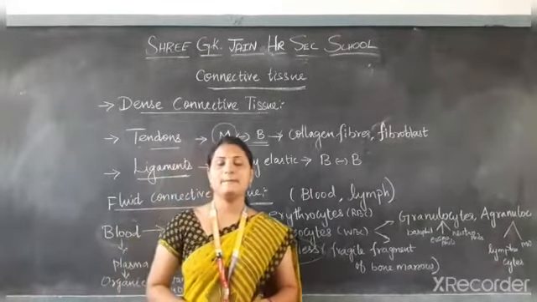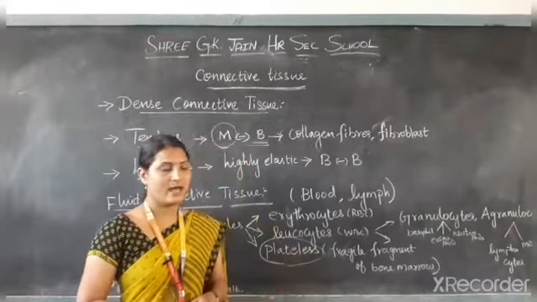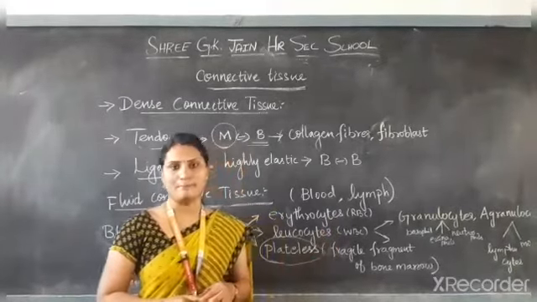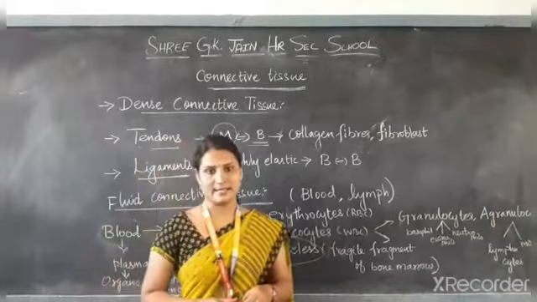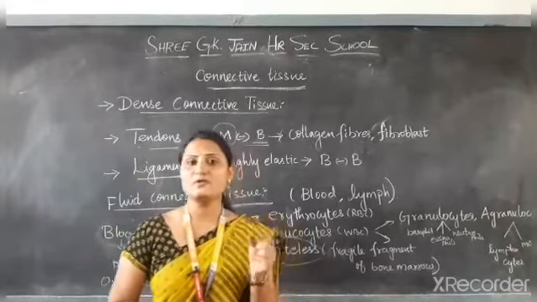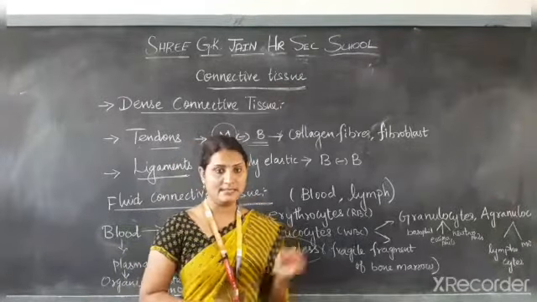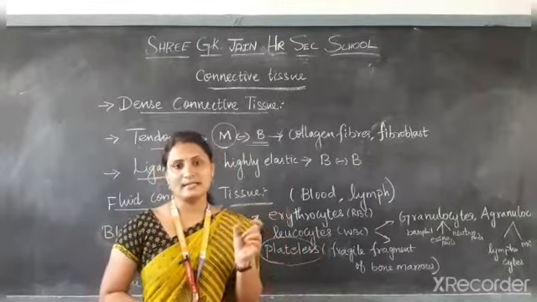The next one is platelets. They are minute, anucleated fragments of giant bone marrow cells, also called megakaryocytes. They play an important role in the blood clotting mechanism.